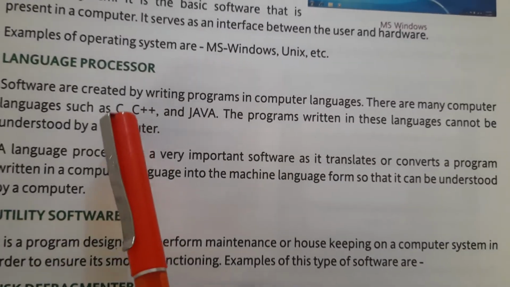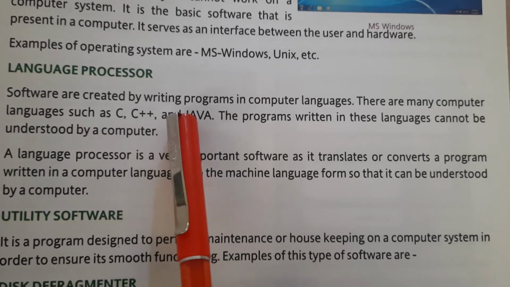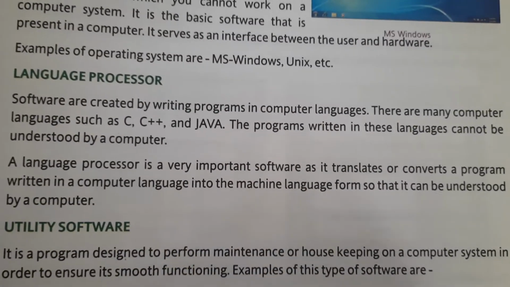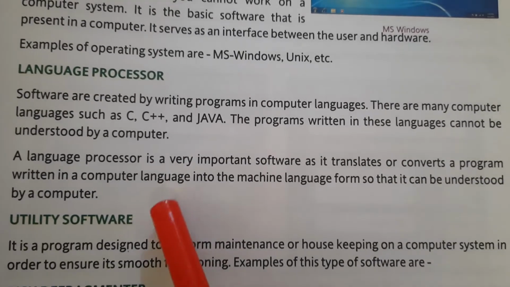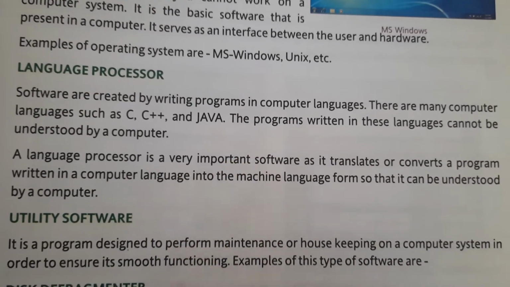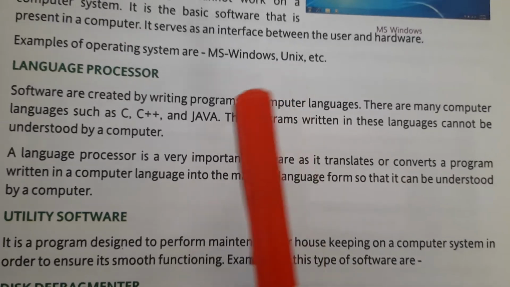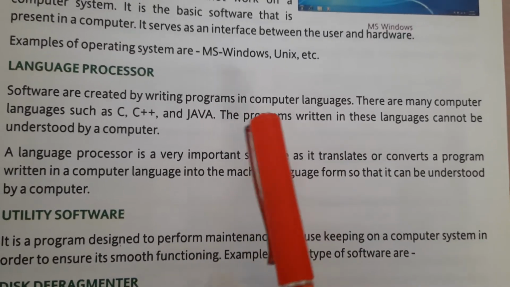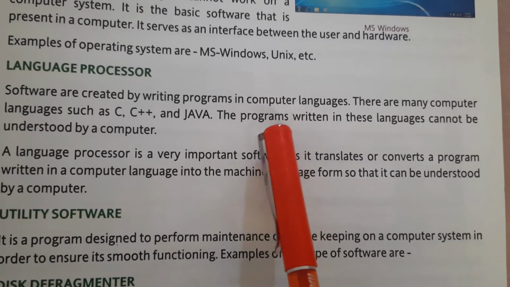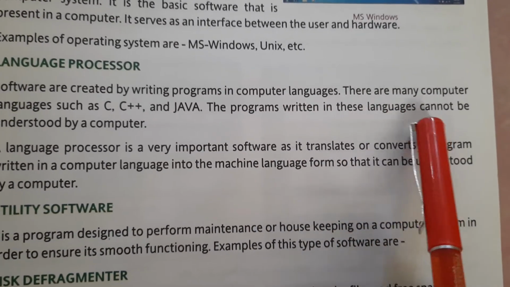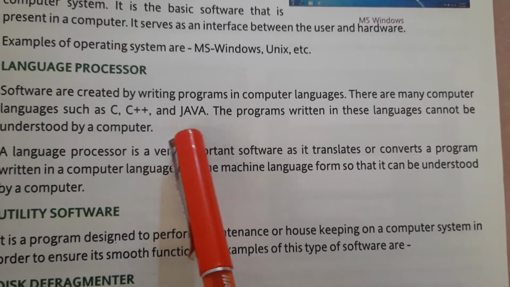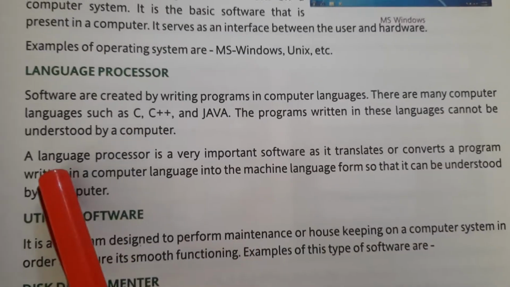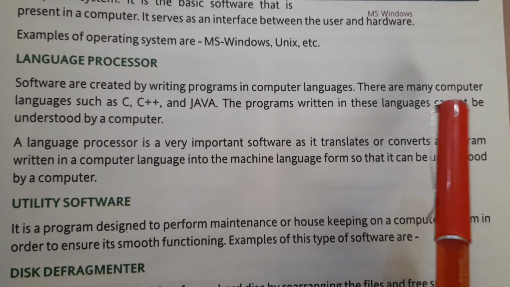Now, language processors. Software is created by writing programs in computer languages. When we want to prepare software, we need to know computer languages; we need to have thorough knowledge of computer languages. There are many computer languages such as C, C++, and Java. The programs written in these languages cannot be understood by a computer.